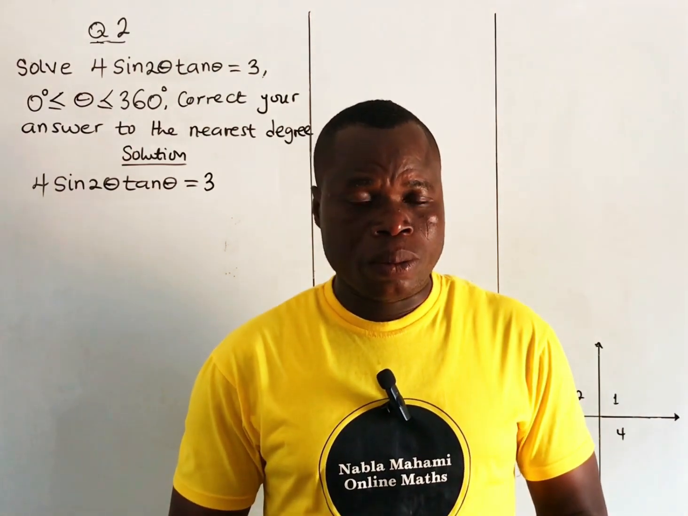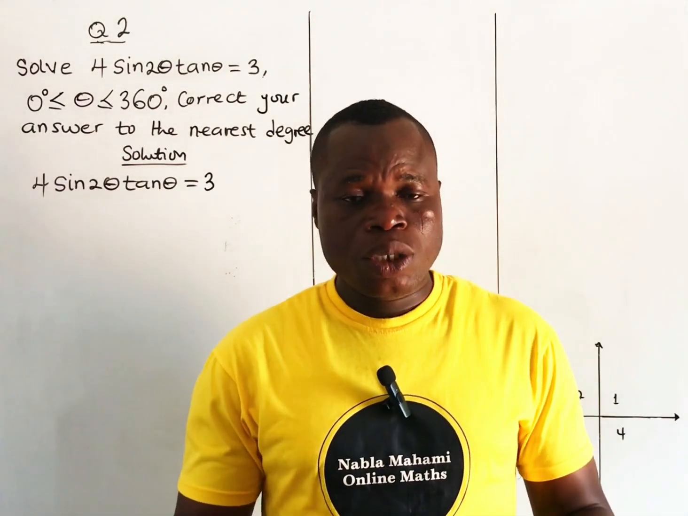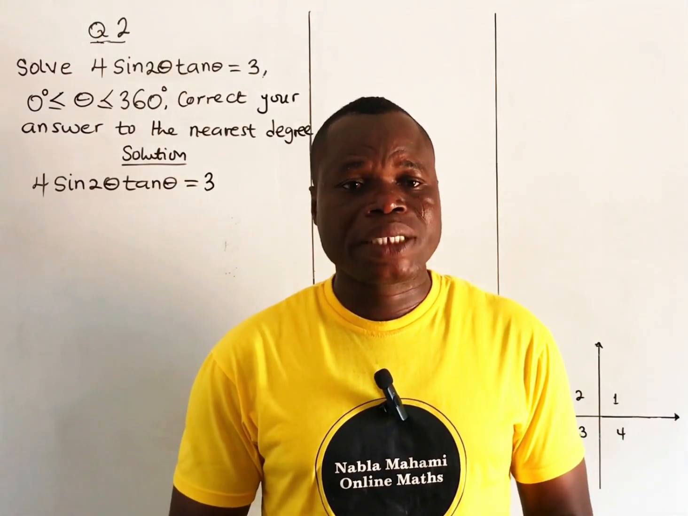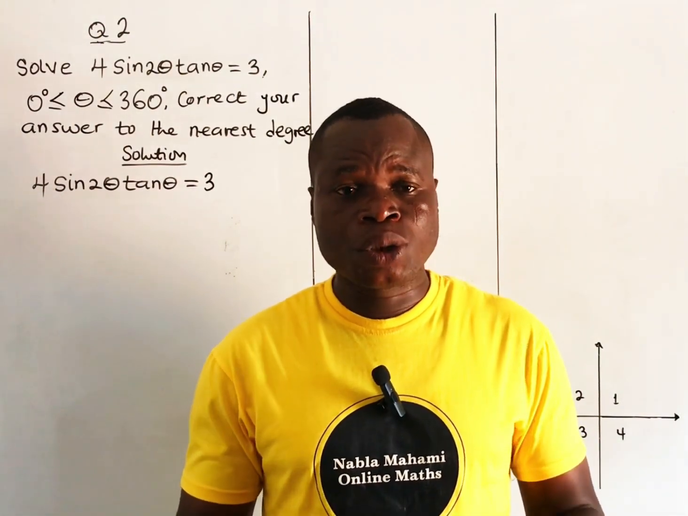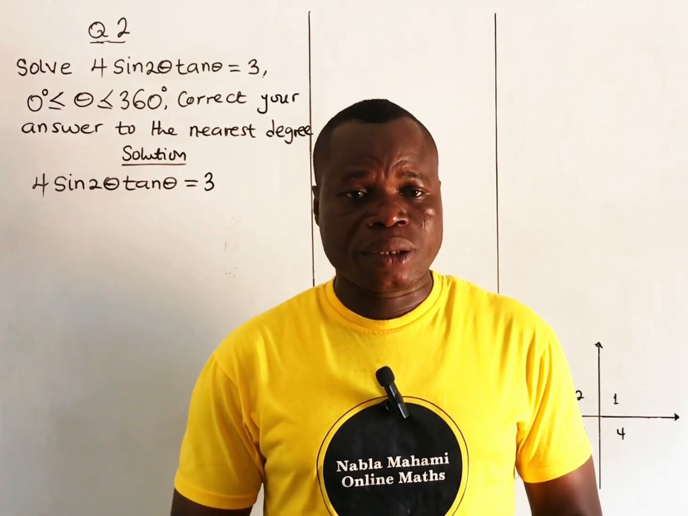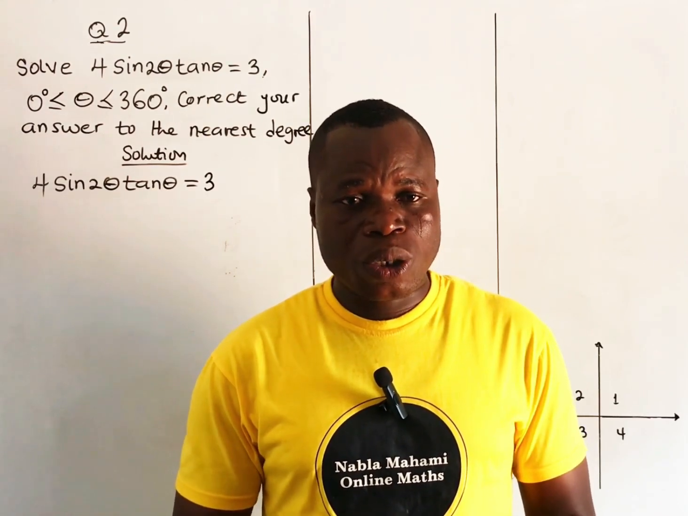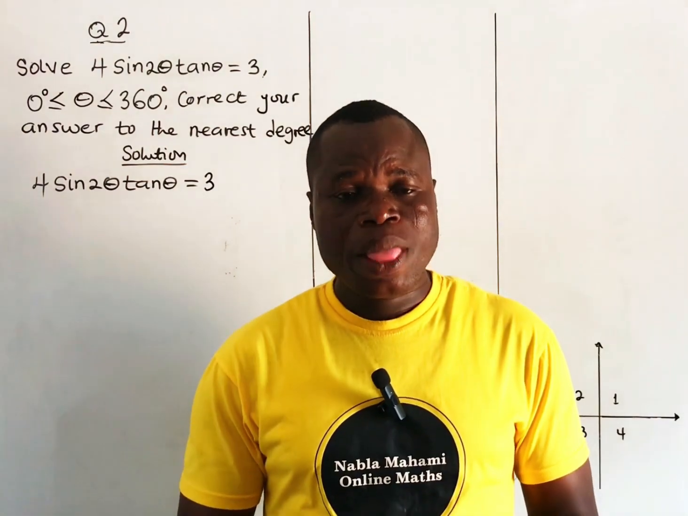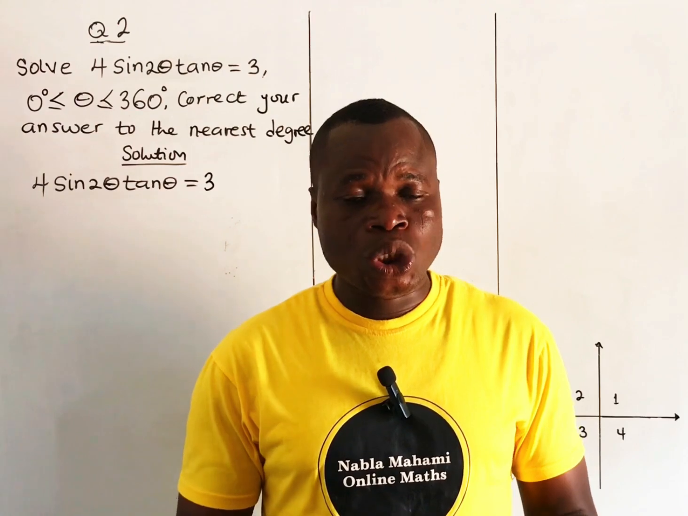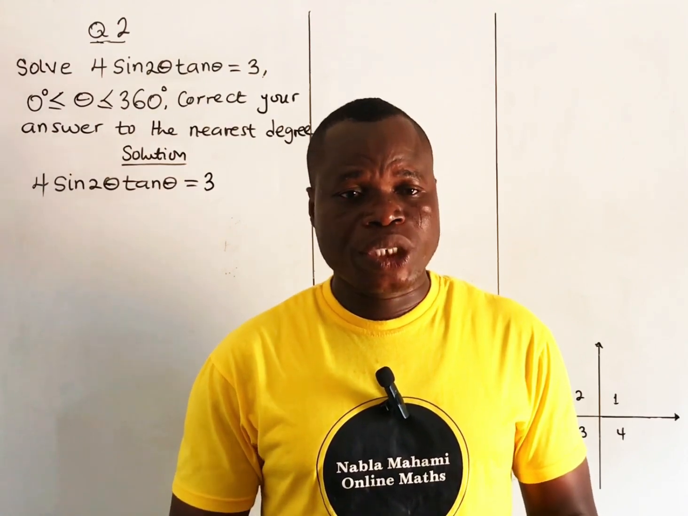In this video, we are going to solve 2024 WASSCE Elective Mathematics Theory Question 2. This question was a compulsory question for the candidates to solve for their marks. Let's read the question together and look at the ideal solution of this question.